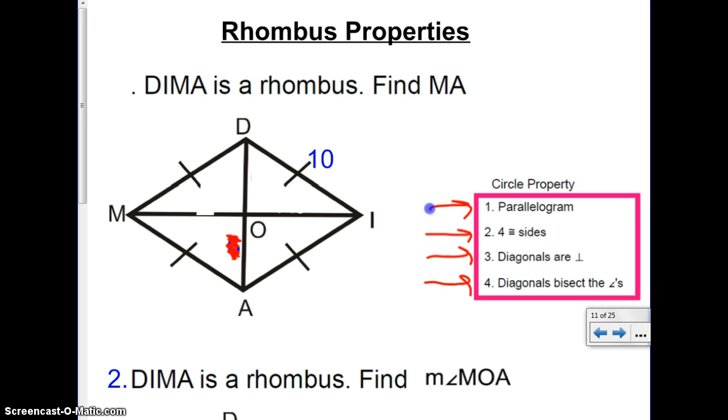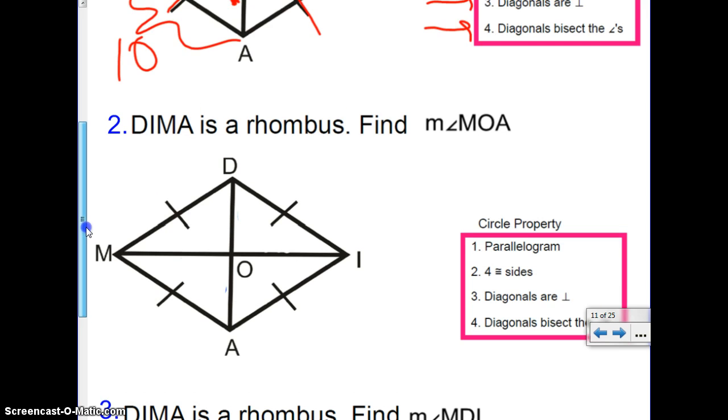So let's look at this first one. DIMA is a rhombus. Find MA. Well, this is the side we're trying to find. We're trying to find side MA. We know that all four sides are equal. So if this side, DI, is 10, what's MA? It's 10. And we used this second property right there. We used property number 2, that all four sides are congruent. Easy enough.